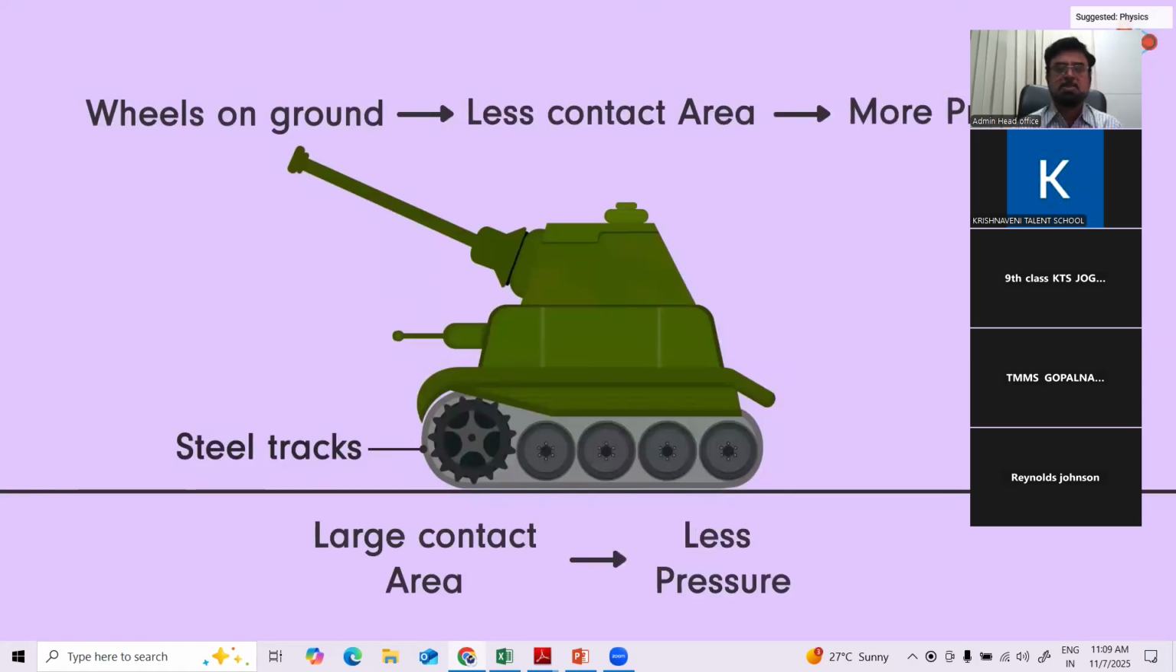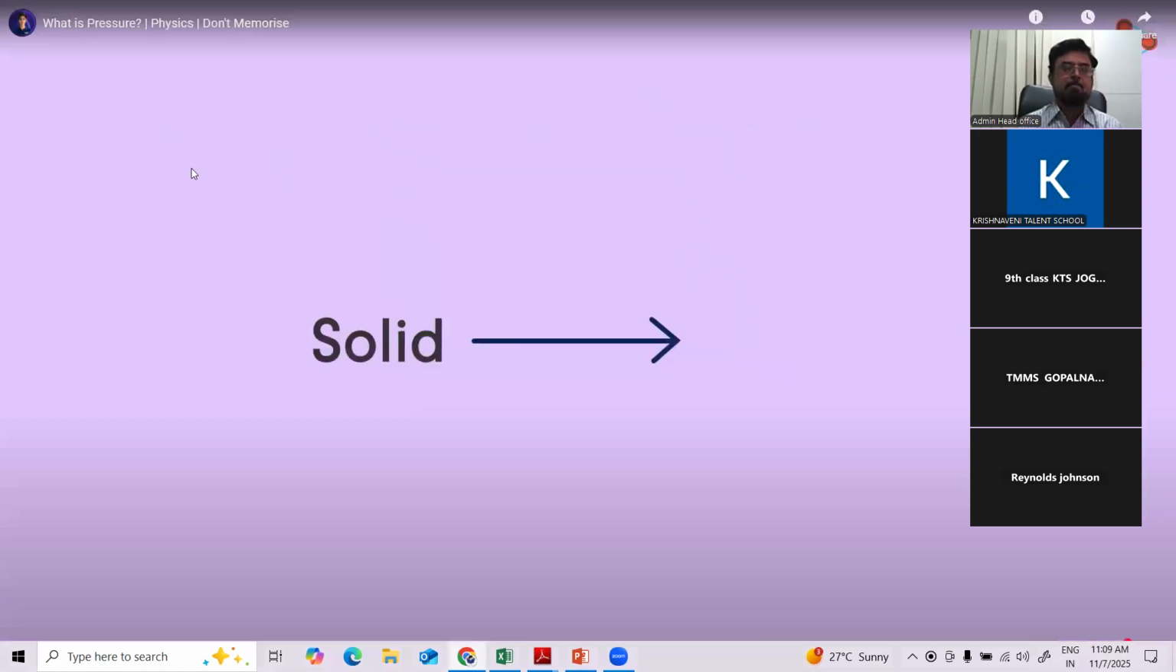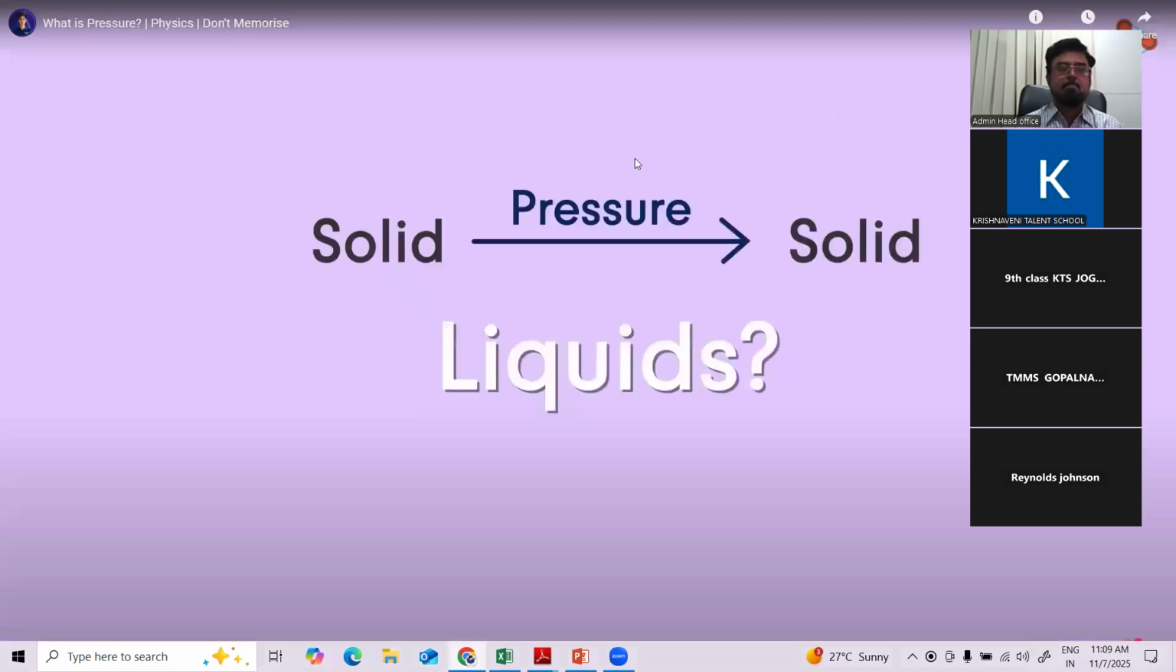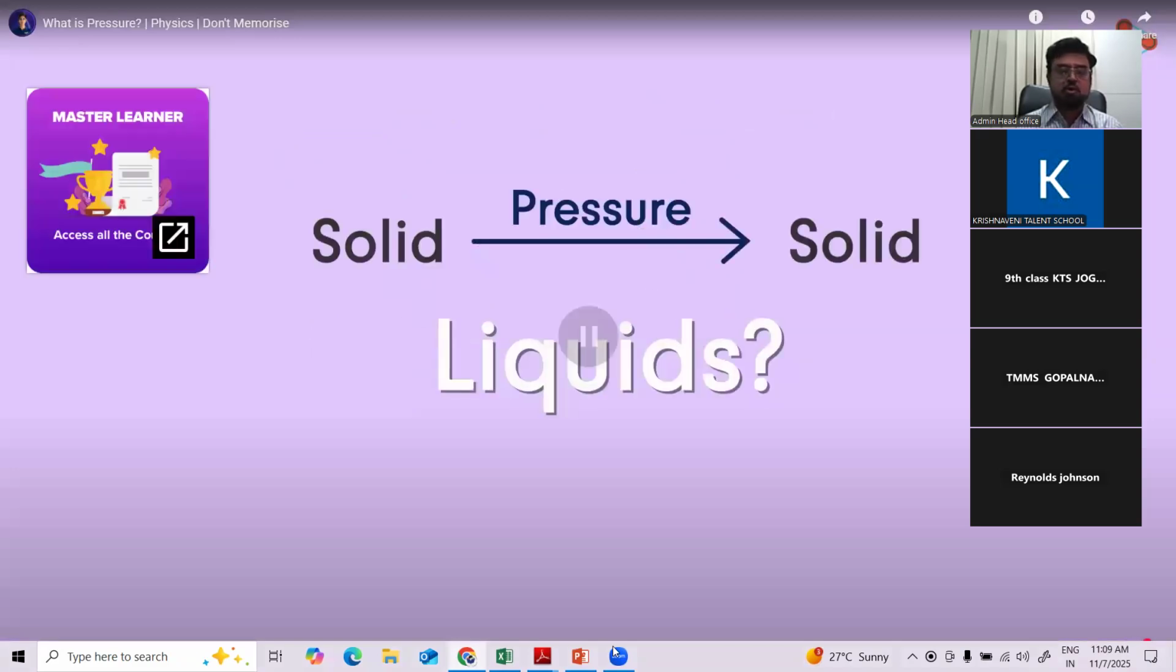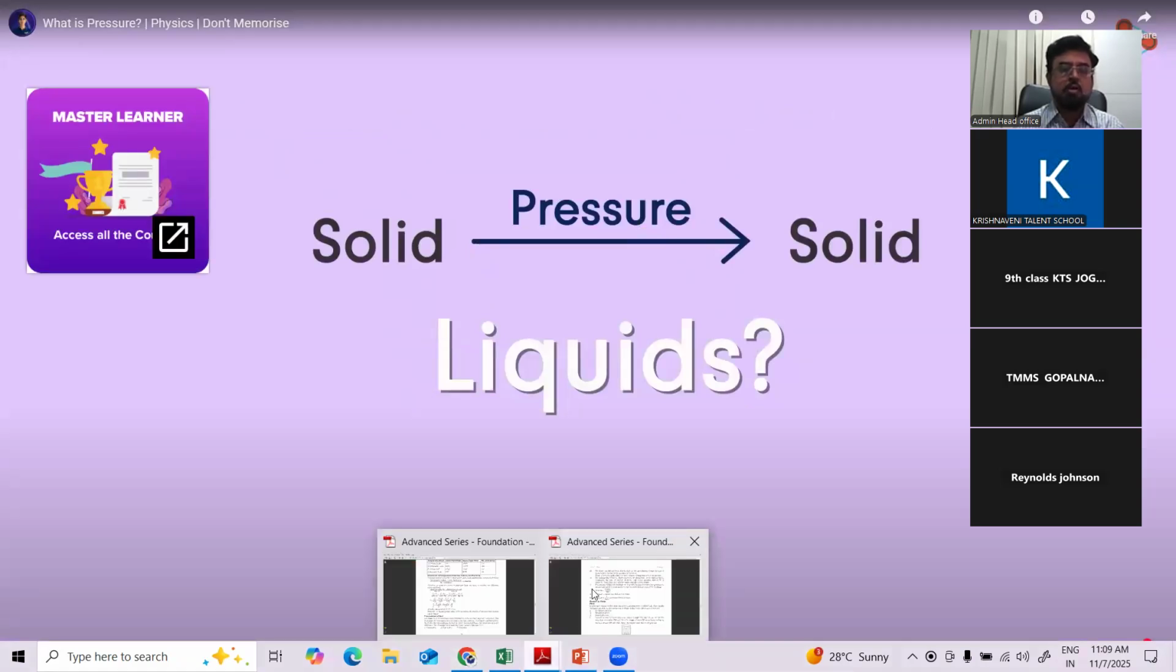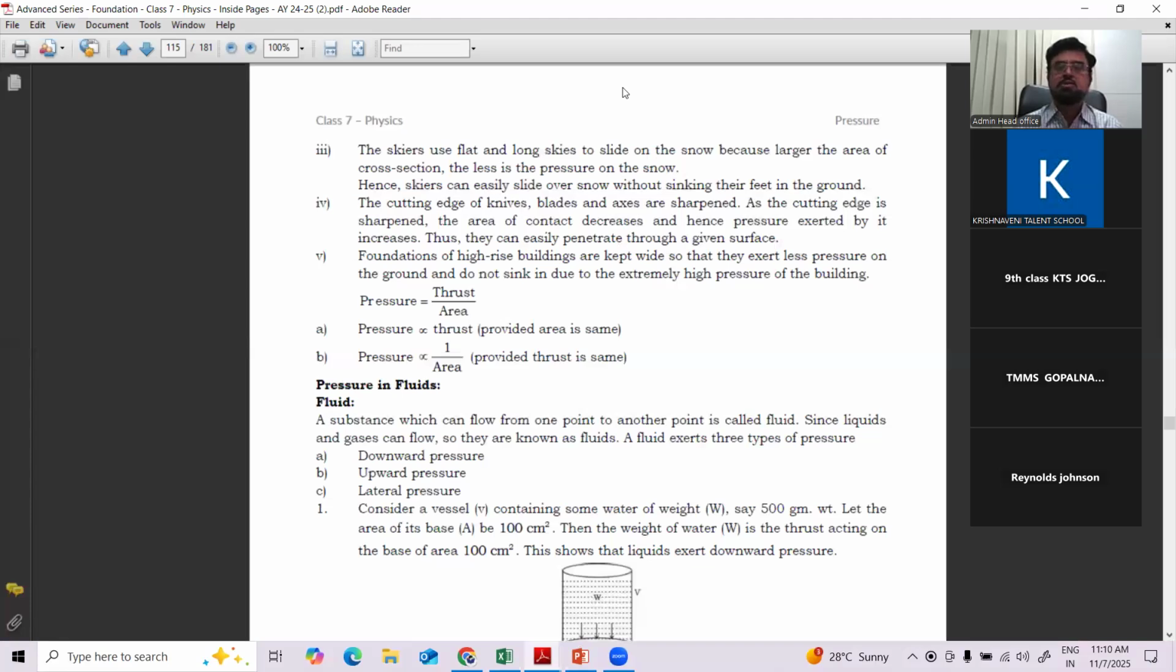In all the examples that we have seen in this video, it is a solid which is applying pressure on another solid. Do liquids also apply pressure? That we'll see later, as we are not done with liquids yet. Now we are done with solids only, right? Solids only exert the pressure that we have seen till now.